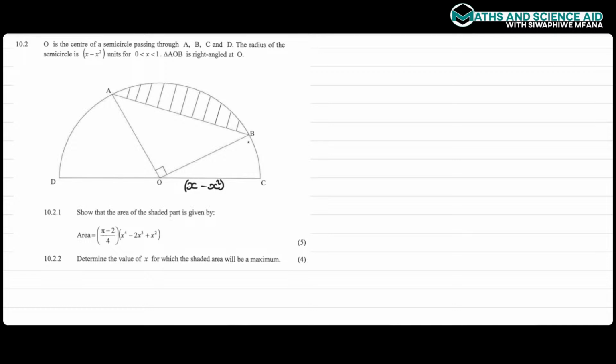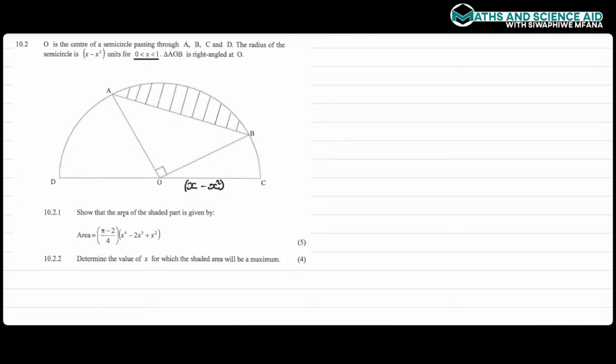Meaning that even OB and AO are also equal to x minus x squared, including DO here, okay? And yeah, for x greater than 0 but less than 1. So that's important to note. All right, and then triangle AOB is right angled at O. So we've got this angle of 90 degrees at O. So this is a right angled triangle. Cool.